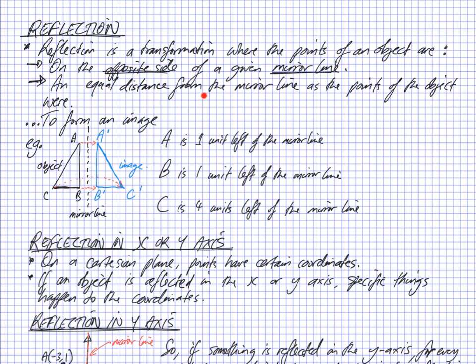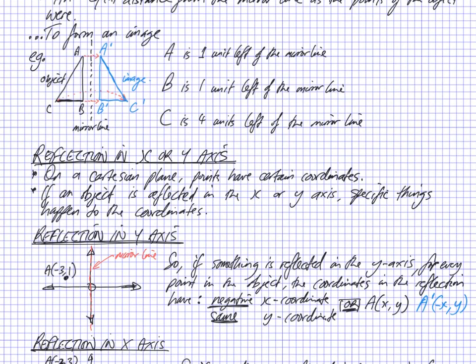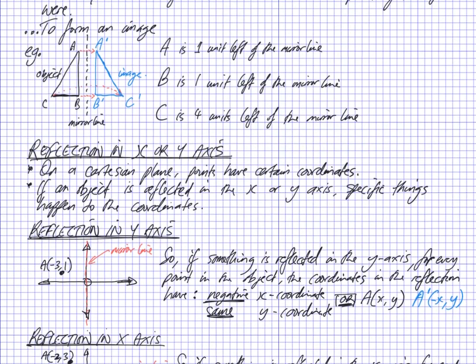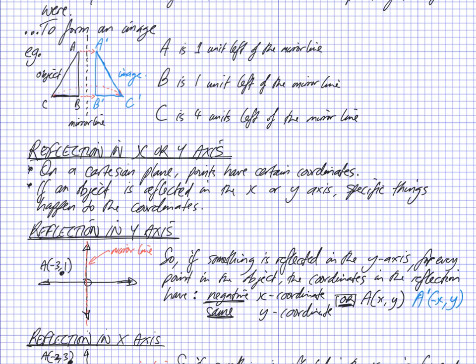And one key point to that is the points of the image are an equal distance from the mirror line as the points of the object were. So when you draw your image on the other side of the mirror line, it's going to be the same distance away from the mirror line as the object was to start off with. It's a bit easier to visualize that rather than just talking about it.